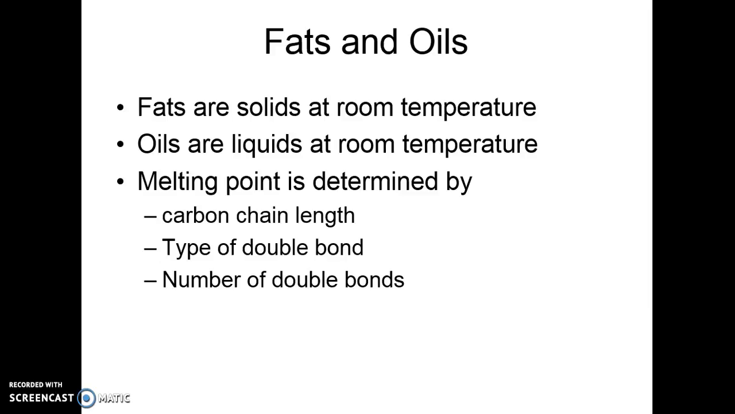This melting point is determined by the length of the carbon chain, the type of the double bond, and the number of double bonds. The longer the carbon chain, the higher the melting point. The more double bonds, the higher the melting point. And then trans double bonds have high melting points, and cis double bonds have low melting points.